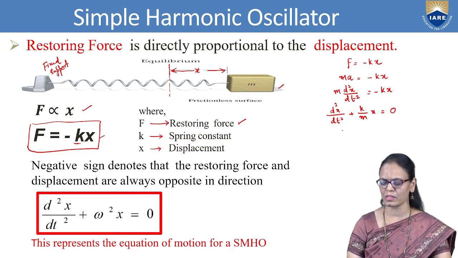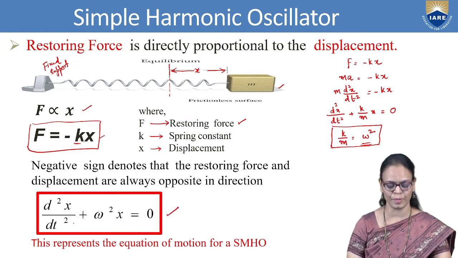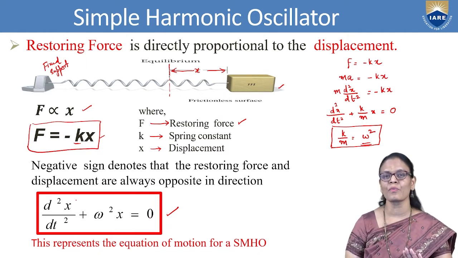And this constant K by m can be written as omega square. K is a constant, the spring constant, mass is also constant. So we write it as the square of the angular frequency. So we have this expression d square x by dt square plus omega square x is equal to 0. And this is an idealistic case where we are not considering the damping forces or the resistive forces that are acting on the system.